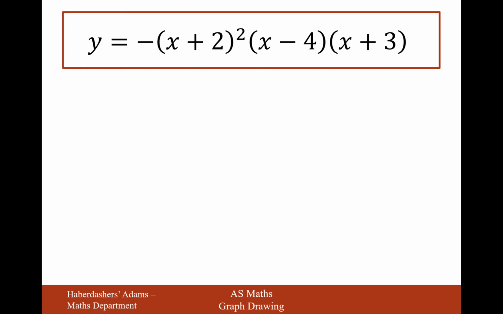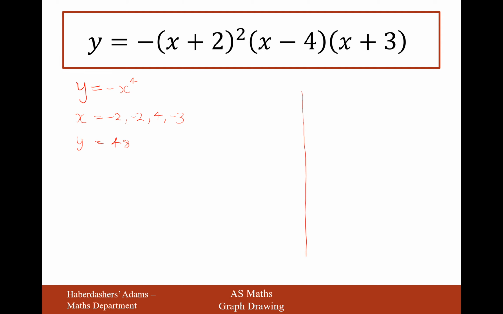Alright, then moving on to the next question. This question is y equals minus (x plus 2) squared, (x minus 4), (x plus 3). So what's the dominant curve going to be in this graph here? Well, if we expand the bracket, it's going to be x to the 4, but there's a minus at the front, so it's going to be minus x to the 4. The roots are going to be -2, and that's going to be a quadratic repeated root, 4 and then -3. And then what's the y-axis intercept going to be? Well, it's going to be 2 times 2, let's grab a calculator, 2 times 2 times -4 times 3, but then it's the negative of that, so it's 48.